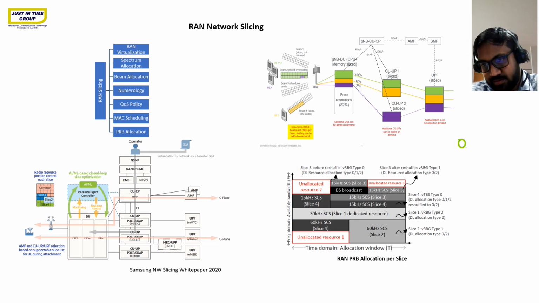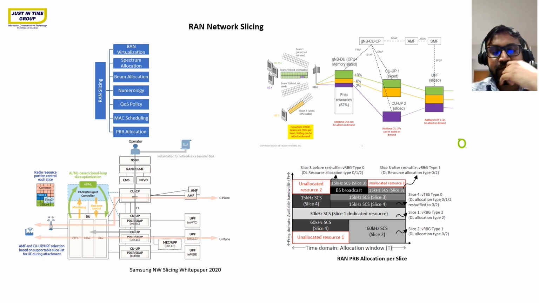And we can allocate different user planes. Let's say we should be able to spin up CU user planes as we require. If you want to create an enhanced mobile broadband slice, and you want to allocate a CU user plane to that specific slice, then we should be able to do that. So that's what is meant by RAN virtualization.